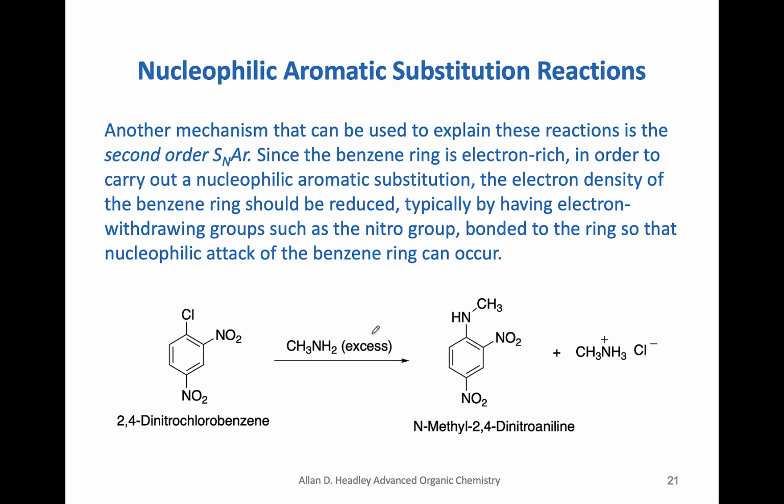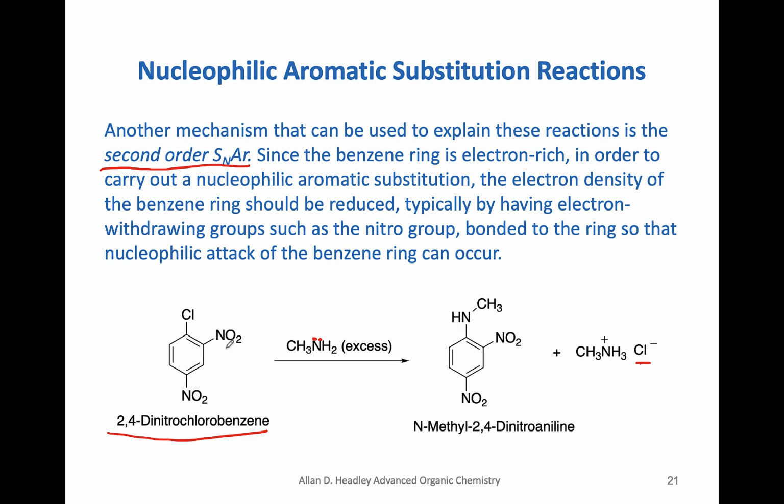Let us look at another mechanism. This is the second order mechanism, which implies that two molecules will have to come together in the rate determining step. So let's look at this reaction here. 2,4-dinitrochlorobenzene. So here's the leaving group, and here is the nucleophile. I have electrons here, of course, and here is the substitution of the Cl for this nucleophile to give this as the product, and here is our leaving group. The leaving group is not as good as a gas, but a fairly good leaving group.